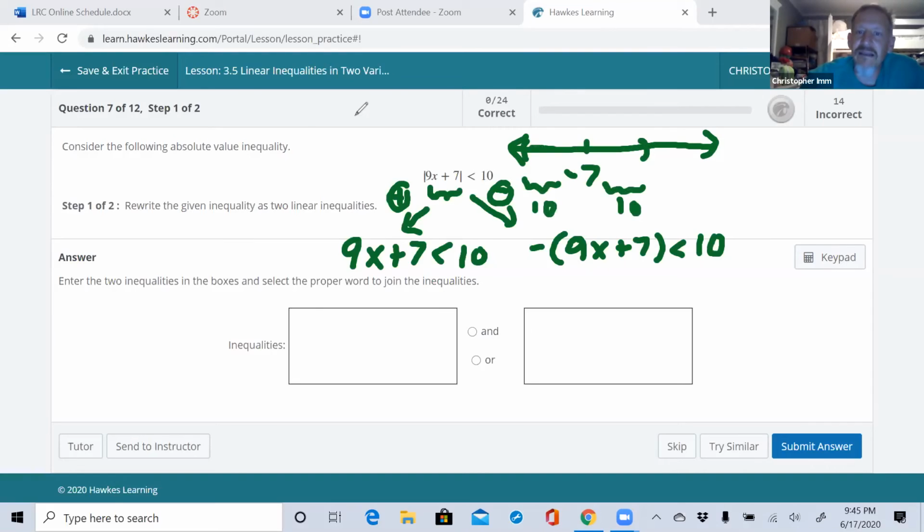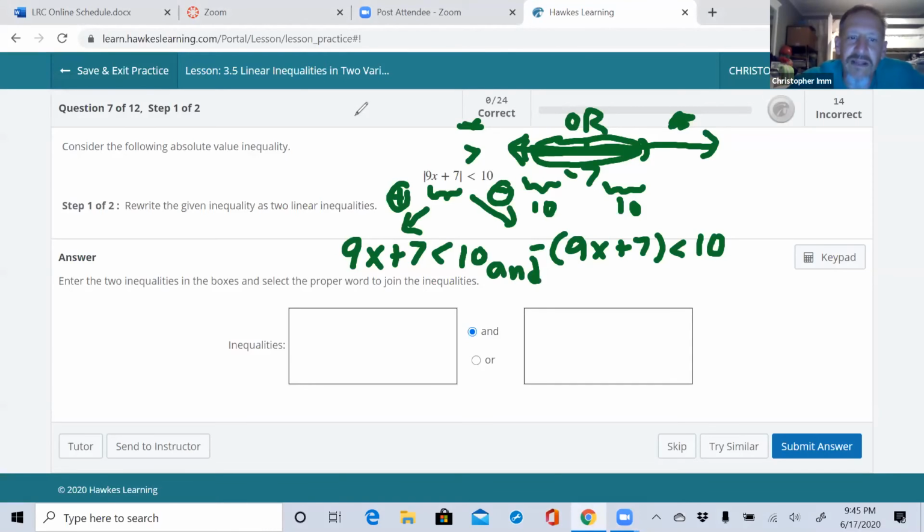We're going to take this inside interval. However, if this was the other way, then we would be taking over here and over here. So typically when we have the absolute value is less than, we're going to be taking what's inside, what they have in common. We call that an and inequality. And if this was greater than, we're going to be taking those ends, and that would be an or inequality. So in this case, it's going to be an and. Let's go ahead and select that. And it says in terms of two inequalities.